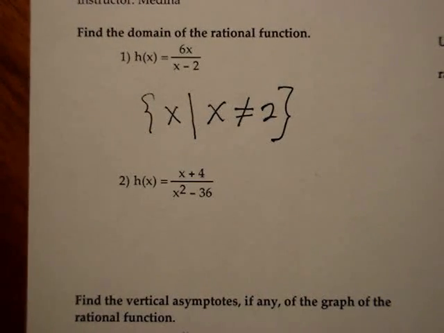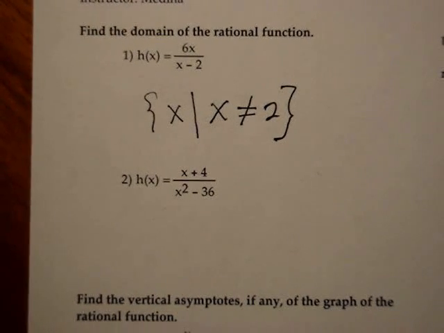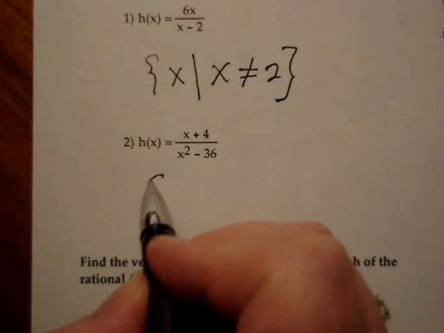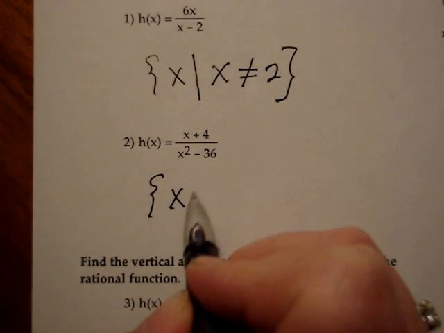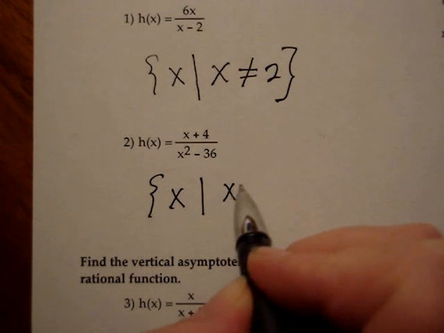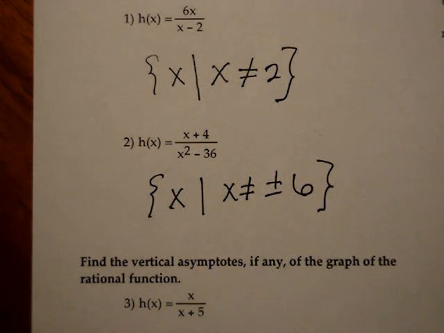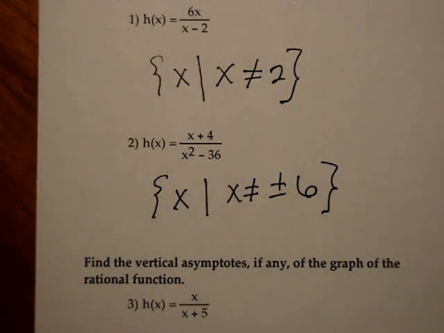Now for number 2, same thing, figure out what would cause a 0 in the bottom. And this time it could be 6 or negative 6 that causes a 0. So the set of all x's such that x cannot equal plus or minus 6. And that's it. The domain is all real numbers except x cannot equal plus or minus 6.